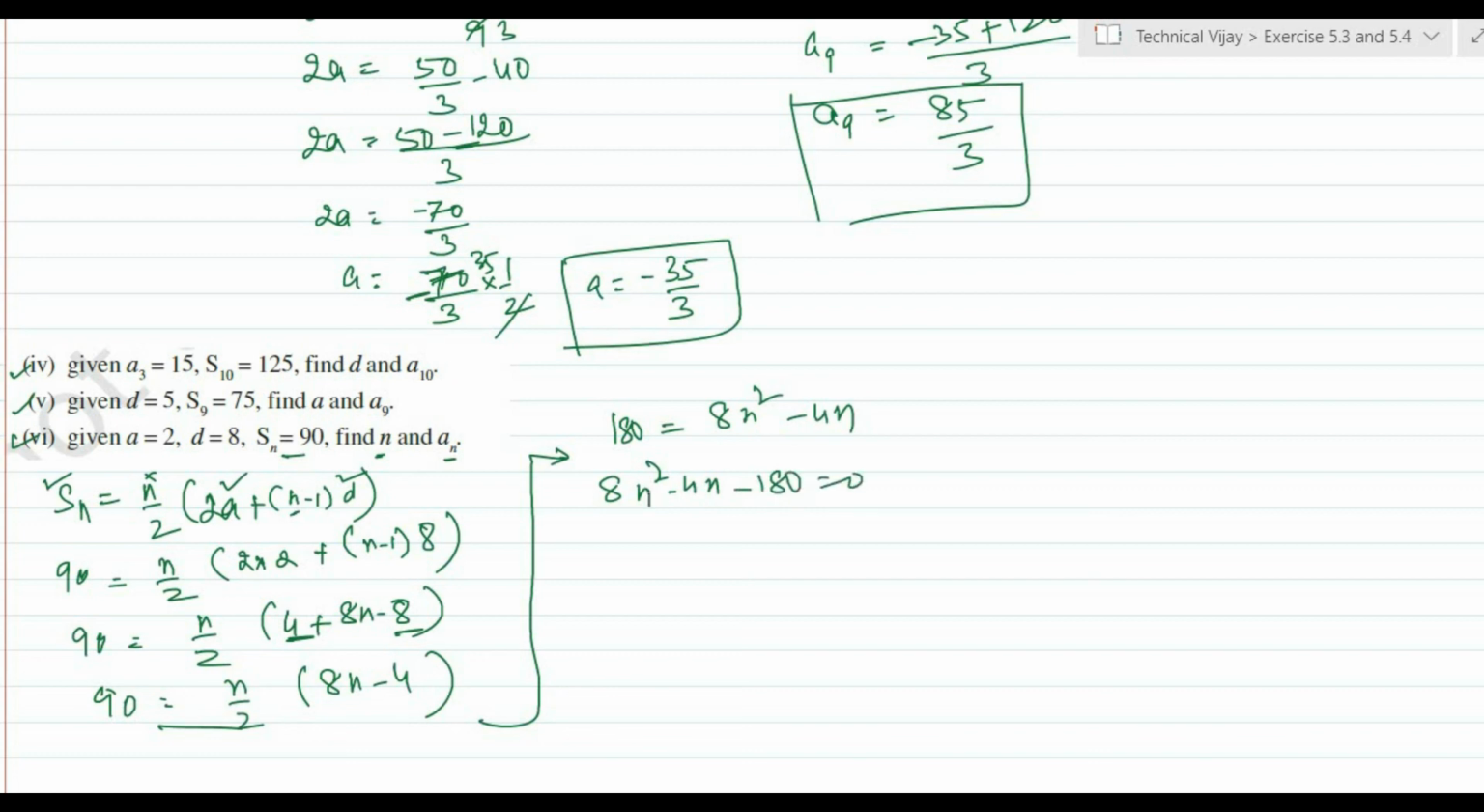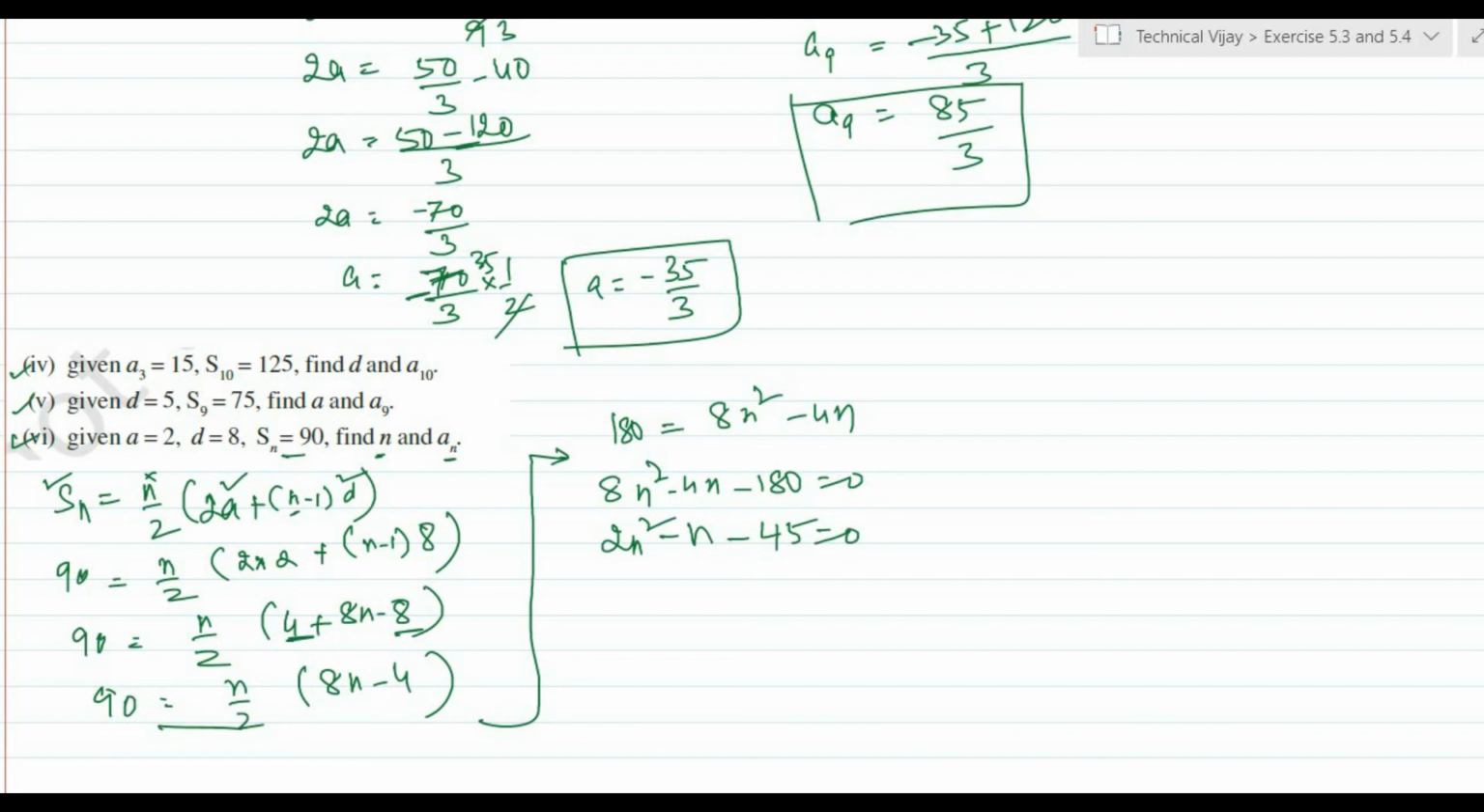Okay, so now this is a quadratic equation. We will divide this by 4 so that it will be easy. 2n square, that is 8 by 4 is 2, minus n, minus 180 by 4 is 45. So 2n square minus n minus 45 is equal to 0.